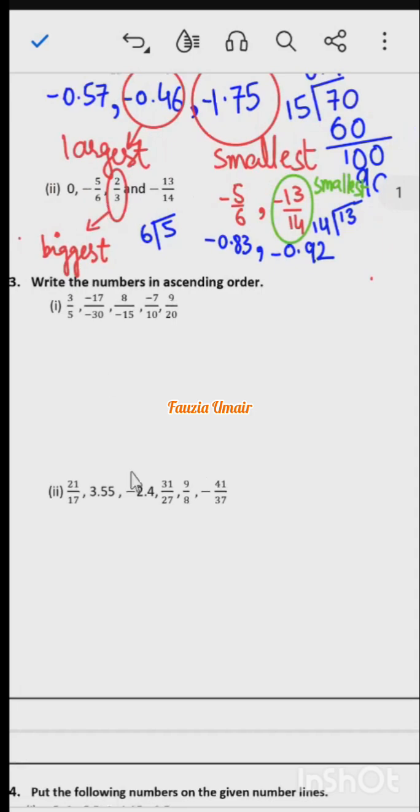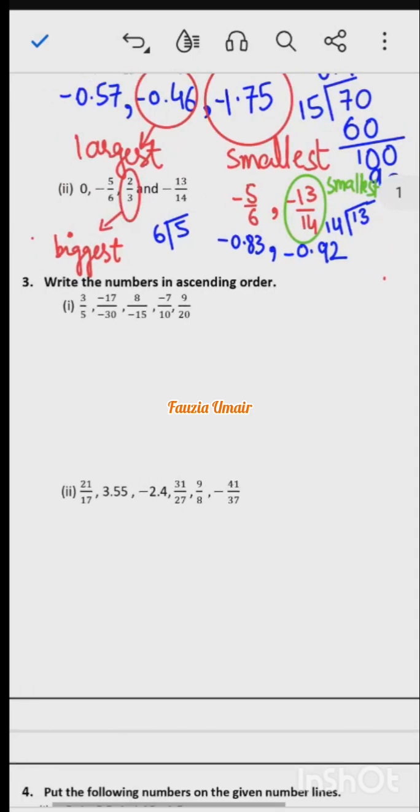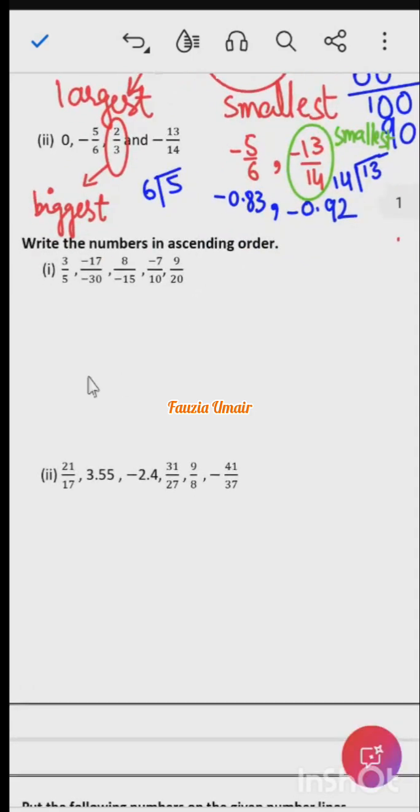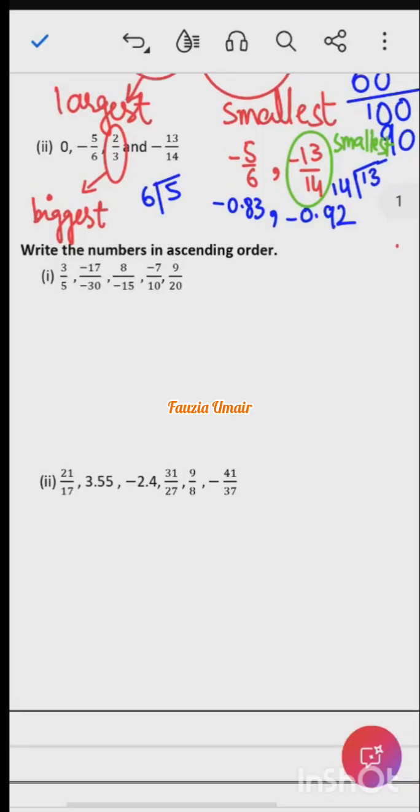Okay, so now let's look at this one. This question is a bit difficult. There are 5 rational numbers in the first part, and they're asking you to write them down in ascending order. So Abrish, can you tell me what is ascending order? Ma'am, smaller to bigger. Very good, ascending is increasing order. So there are 5 rational numbers and they are in fractions. We need to convert them all into the decimal form, because then only we can compare.